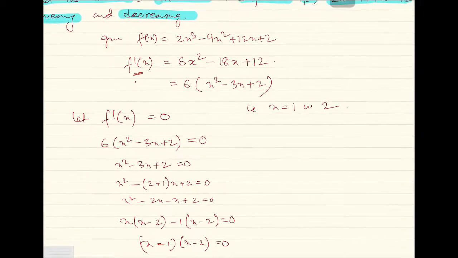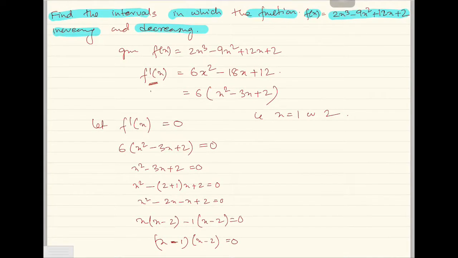So there are 2 points in the whole set of real numbers where the tangents are parallel to the x-axis. That's 1 and 2. Okay, so if that is the case, then what I'm going to do is graph this quadratic equation. We will find out where the quadratic expression is positive or negative. We'll try to find the nature of the roots of this quadratic equation.